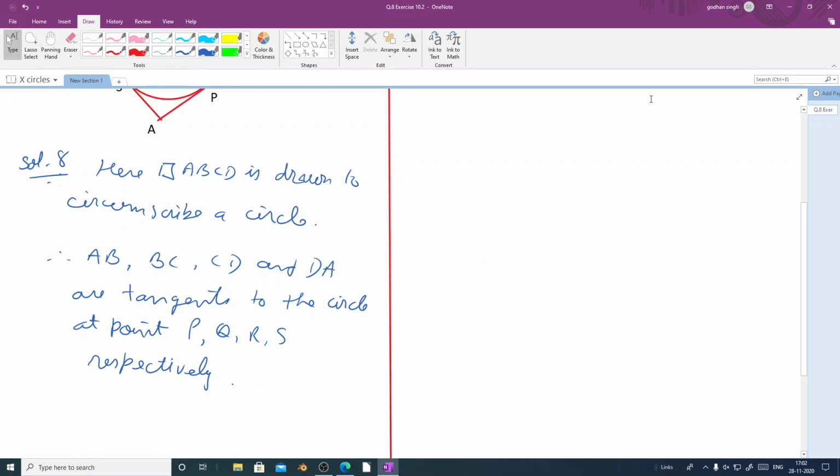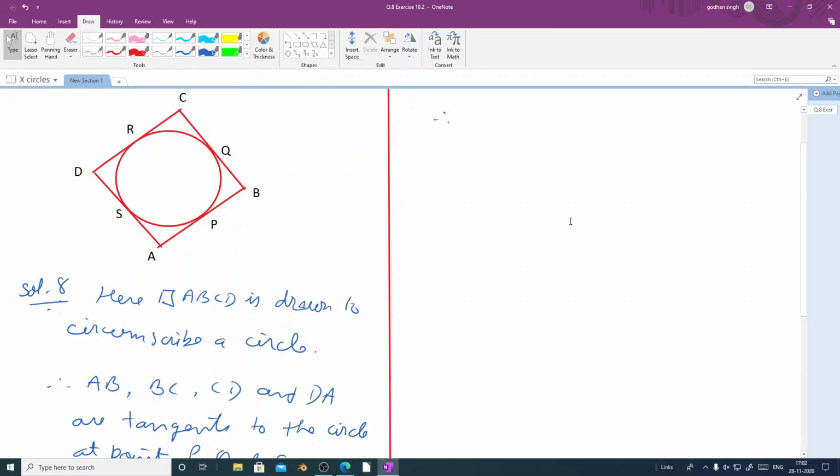Therefore, we know that whenever there is a point outside the circle, the tangents drawn from that point are equal. So we can say that AP will be equal to AS. Let this be 1. Similarly, BP equal to BQ. Let this be 2. Then similarly CR equal to CQ. Let this be 3.